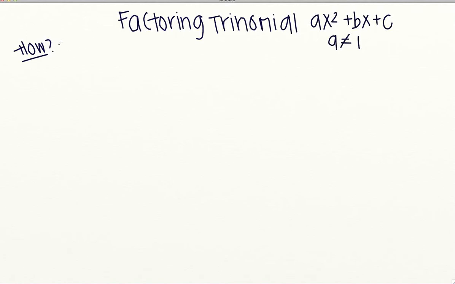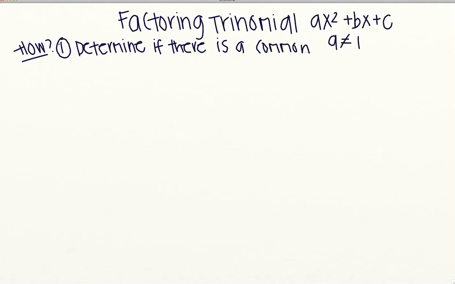So step number 1 is we're going to determine if there is a factor common to all three terms. And if so, we're going to pull it out. Determine if there is a common factor, and if so, pull it out. Sometimes this step is important because there is a common factor, but sometimes there's just not a common factor. And then we can skip step 1 and go to step 2.